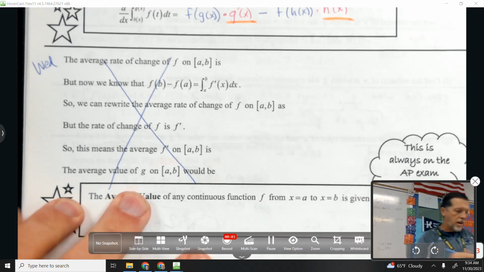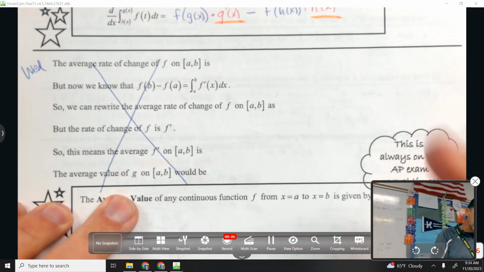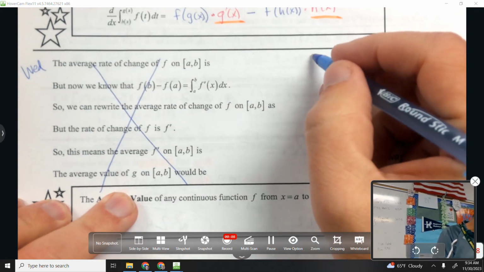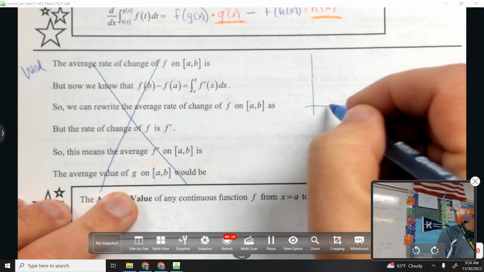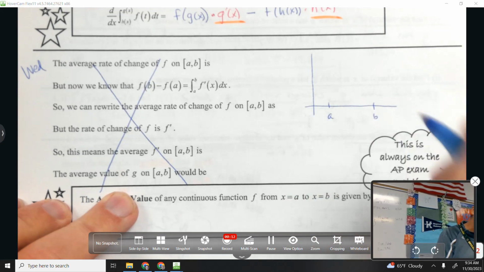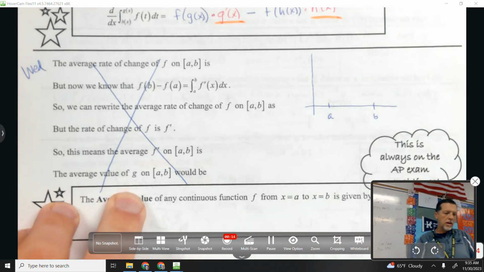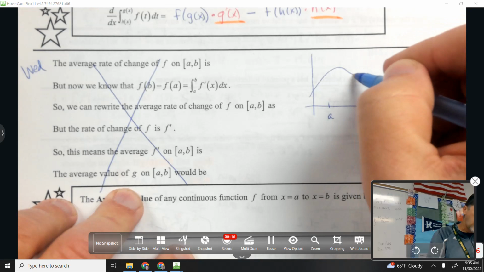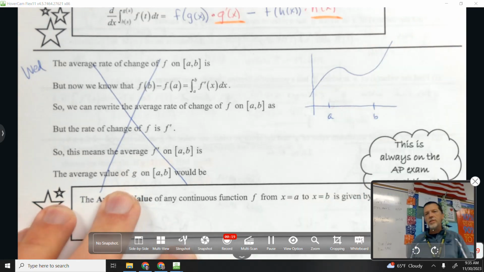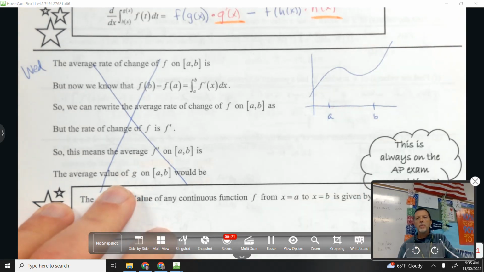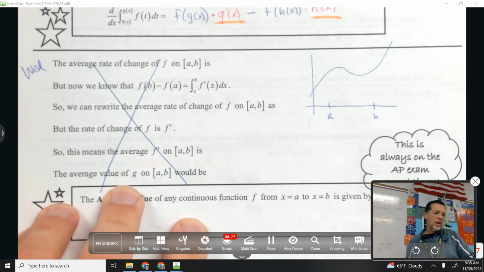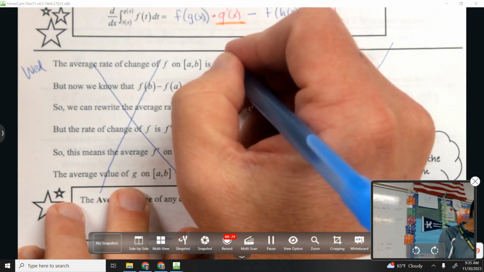Okay, average value. That's what we're headed for today. Let's start with a function. We don't really care what it looks like. From A to B. So your picture doesn't have to look exactly like mine. Got some function, and we want to find the average value.